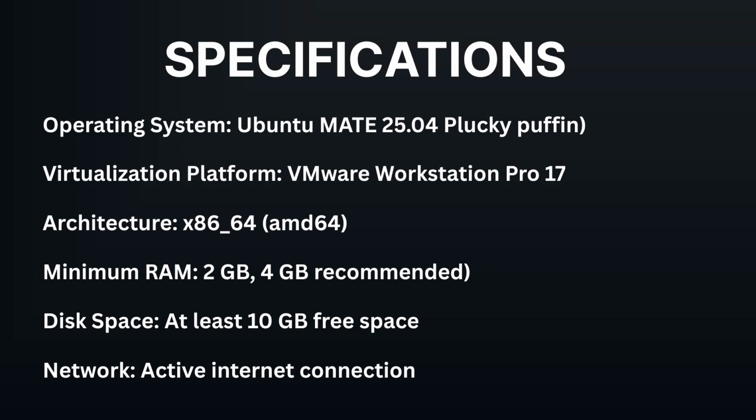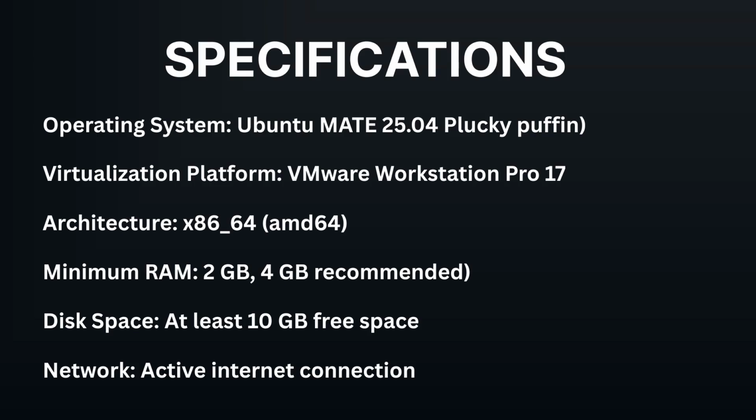So for optimal performance, you will want at least 4 GB of RAM allocated to your virtual machine, though you can get by with 2 GB for basic testing. Storage-wise, ensure you have at least 10 GB of free disk space, but I recommend 20 GB or more for a comfortable working environment. You will also need an active internet connection for downloading Docker components and container images.